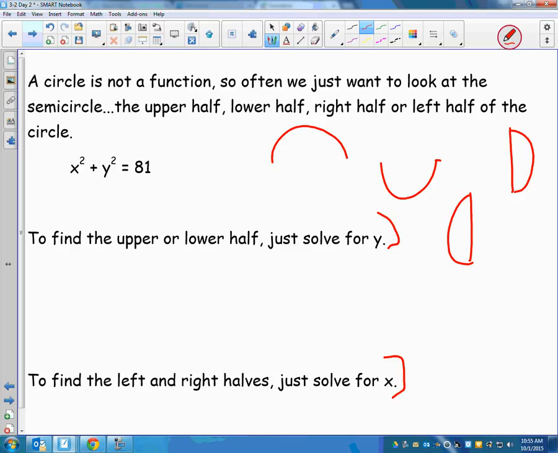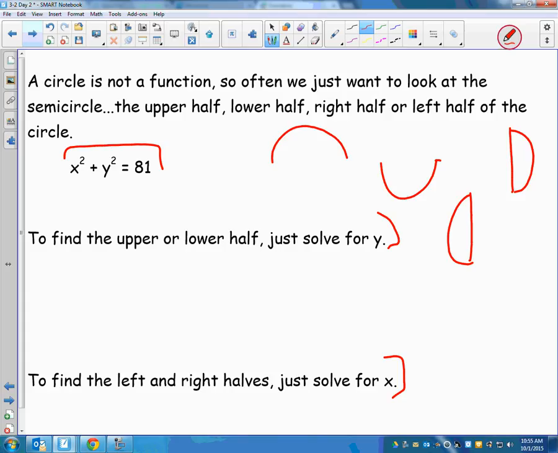If you want to find the upper or lower half, all you have to do is solve that equation for y, and then whether you put the positive or the negative root gives you the upper or the lower half. Maybe you should write this too. X squared plus y squared equals 81. I'm going to show you an example here. There's all this in your book, so you can look at it to get more details.